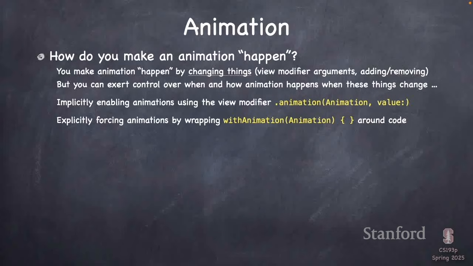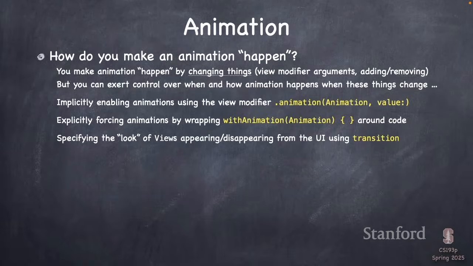And then a third thing is animating transitions. This coming and going of views, you want to be able to specify how this view appears and disappears. Does it fly off the screen or does it fade out or whatever? So that's transitions. We use a view modifier for that as well called transition.